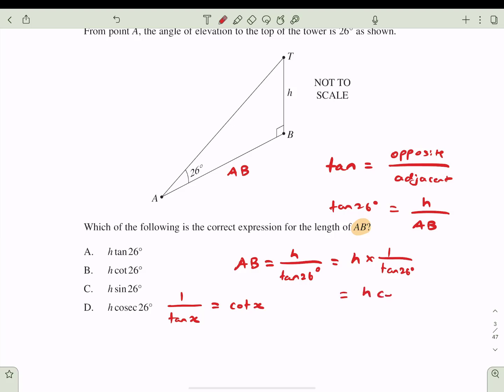That's equivalent to cotan 26 degrees. Alright, so they are the same expression or the same thing. So my answer here is B. So that's it for question 3.